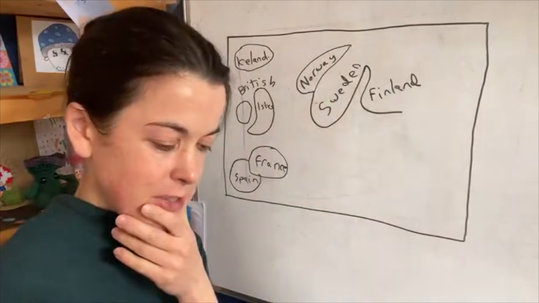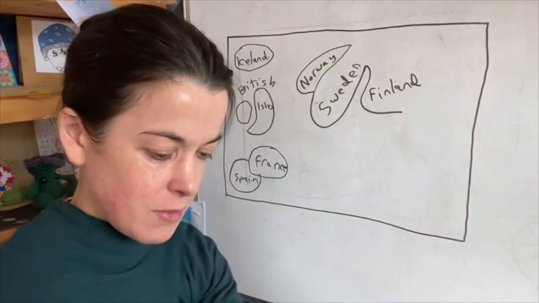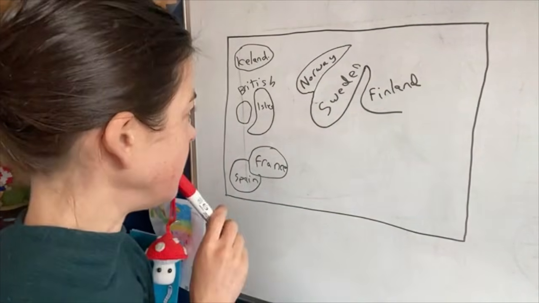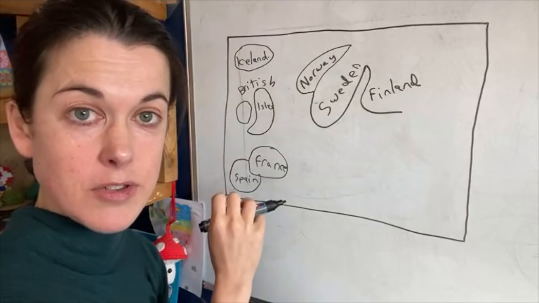Let's use a different coloured pen for some of the towns as well, right? So there was this town called Ribe. Oh, it's in Denmark. We need to draw Denmark in so we can draw this important trading town of Ribe.